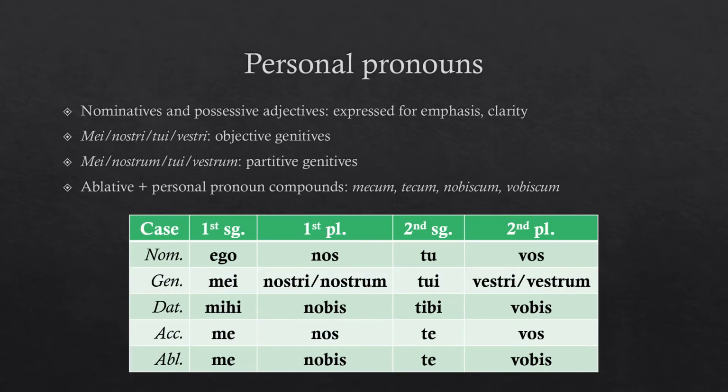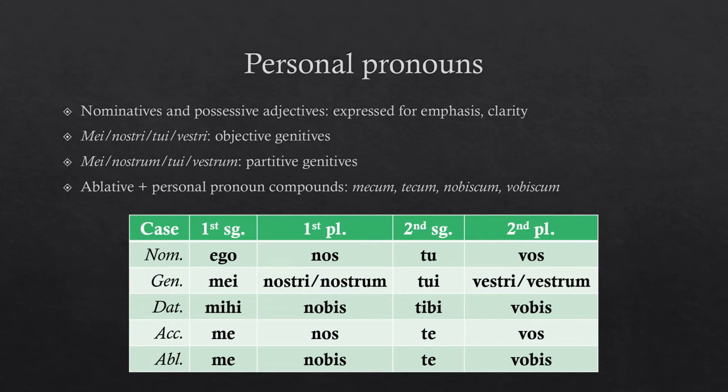Let's shift gears a bit and talk personal pronouns. In English, these words are I, me, us, and you. In Latin, they are ego, mei, mihi, me, nos, nostri, nostrum, nobis, nos, nobis, tu, tui, tibi, te, vos, vestri, vestrum, vobis, vos, vobis.